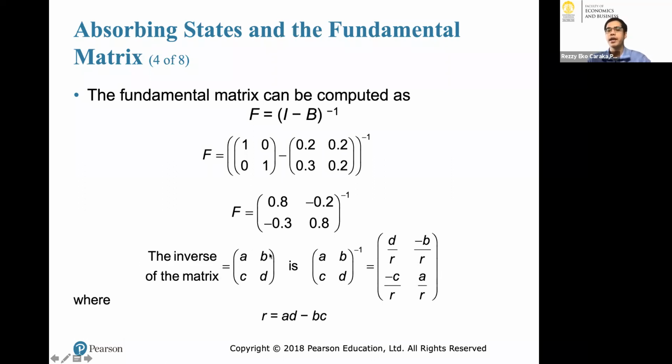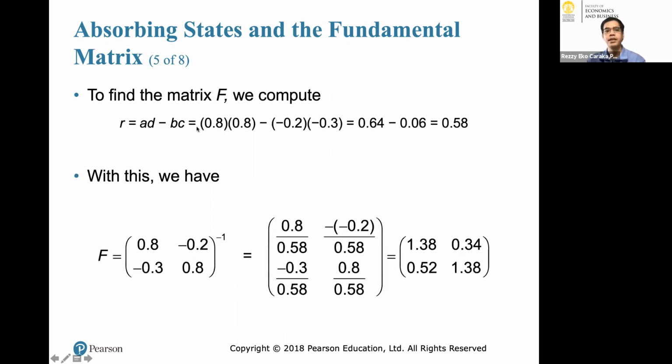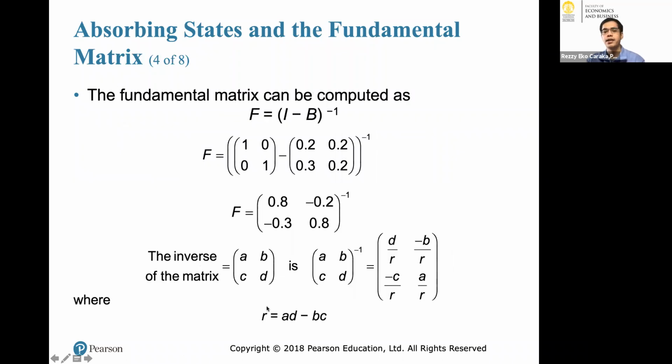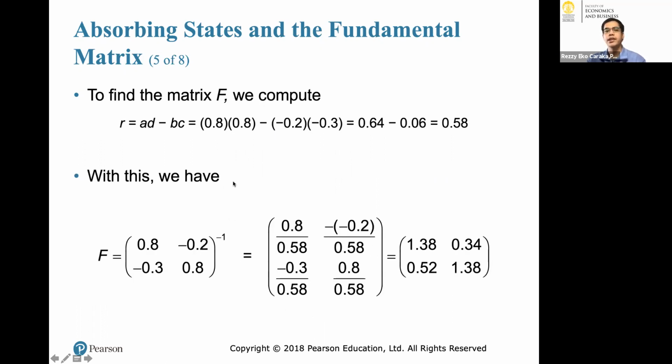For example, we have the matrix A, B, C, D, and its inverse should be D over R, minus B over R, minus C over R, and A over R. You have to work out R as AD minus BC. If you forget how to do this, you have to read again the basics of calculus or elementary linear algebra. And how to find the matrix F? We can compute it with this equation, R equals AD minus BC.